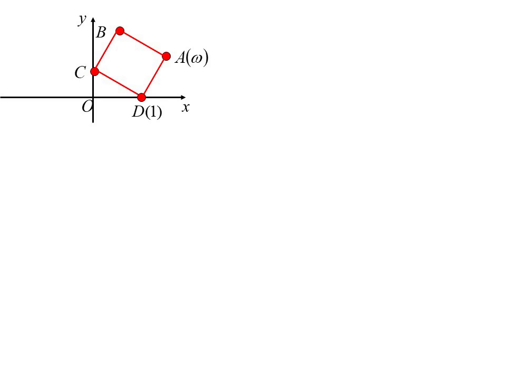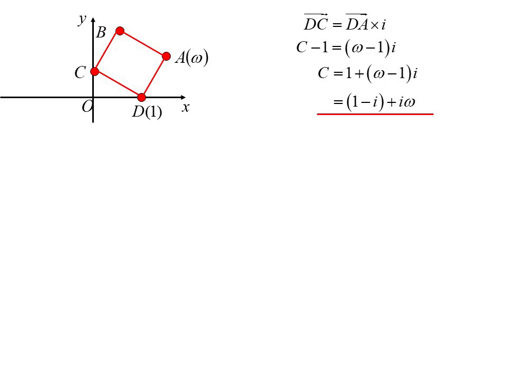Well, if I look at our vectors, to get C, well, the vector DC, I could get the vector DA and multiply it by i, because if that's a square, I'm rotating 90 degrees. Okay, what is DC? Well, C is the point I'm looking for, so whatever that is, minus 1, and that will equal omega minus 1 times i. I'll make C the subject of all that, and there's my expression for C. It would be 1 minus i plus i times whatever omega was.